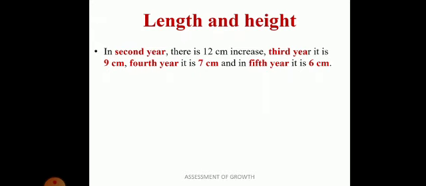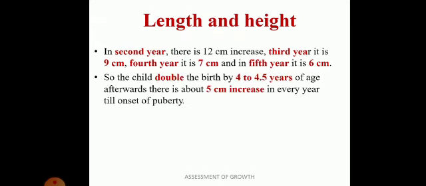Clear? Now this height will double by the age of 4 to 4.5 years. So birth height will be 1.5 times by the age of 1 year, and it will double by the age of 4 to 4.5 years. Then on an average there is a 5 centimeter increase every year till the onset of puberty.